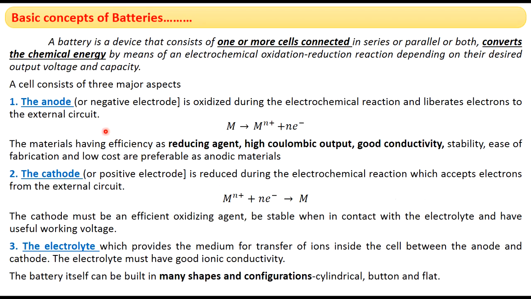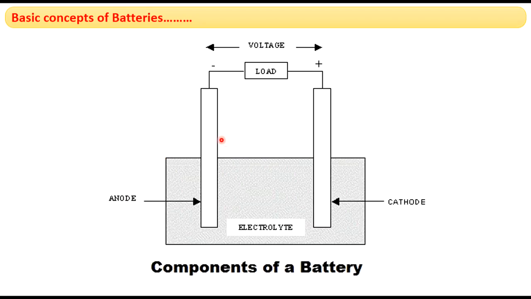Now we'll discuss the anode. The anode is the negative electrode, and it is oxidized during the electrochemical reaction, and it liberates electrons to the external circuit. The general chemical reaction is M gives Mn+ plus n electrons. In the picture you can see this is the anode, and it is oxidized. In other words, oxidation electrochemical reaction occurs at the anode, and electrons are liberated. Hence it is given a negative sign.